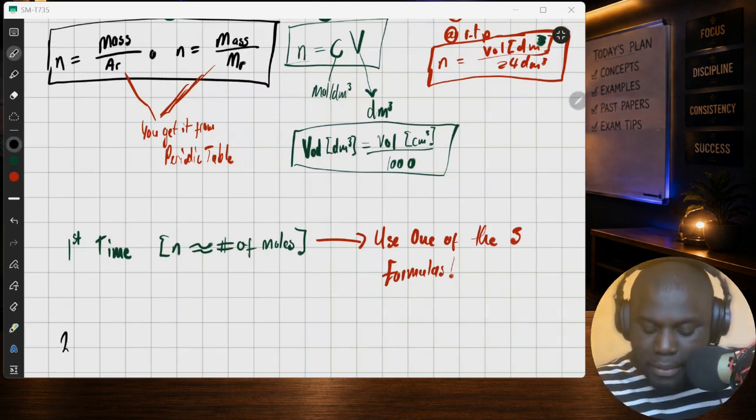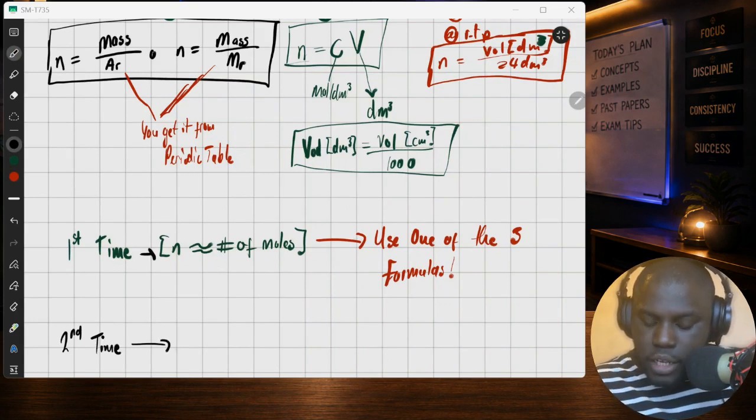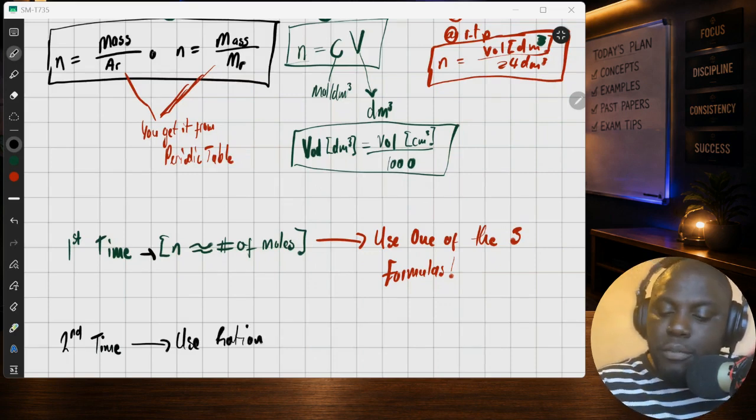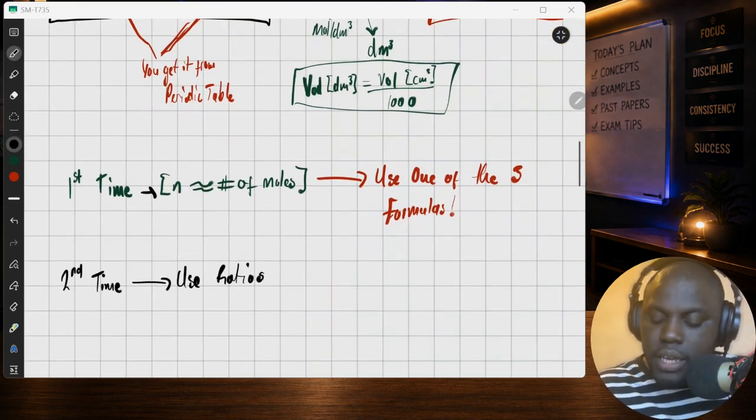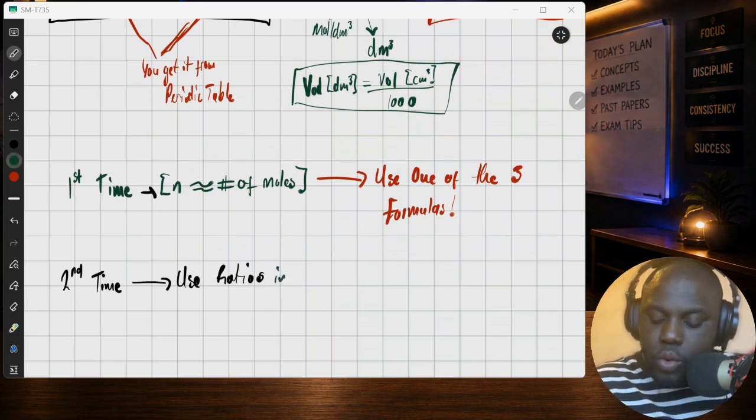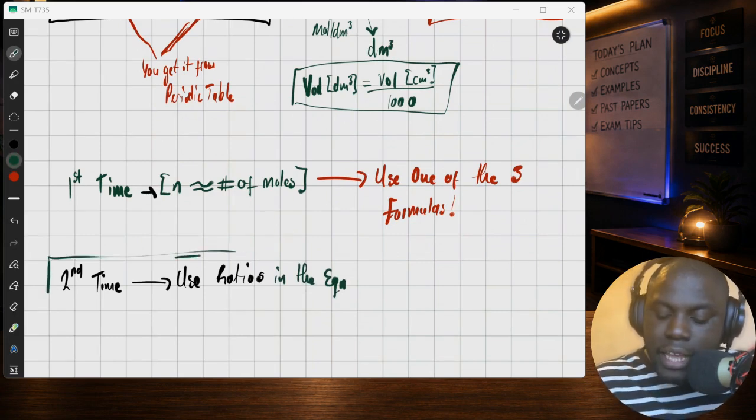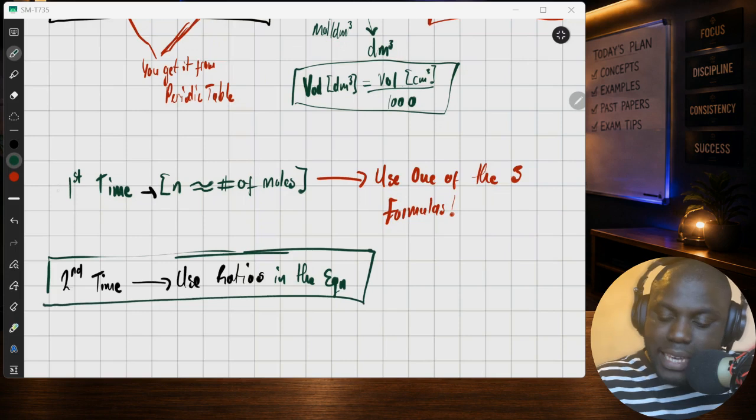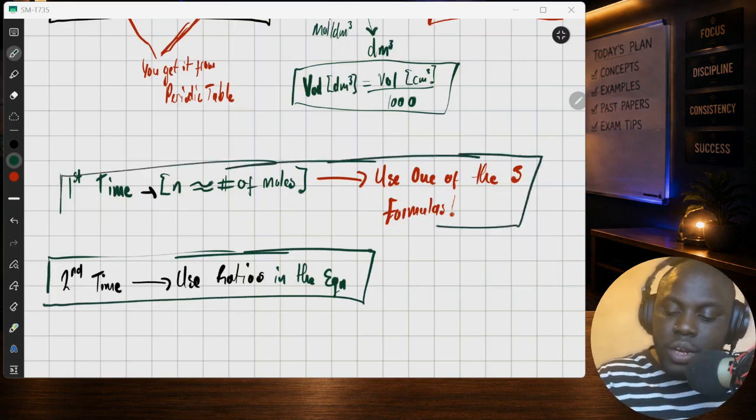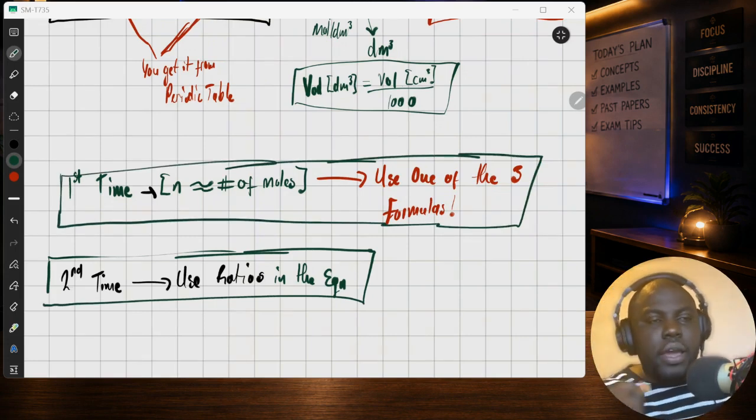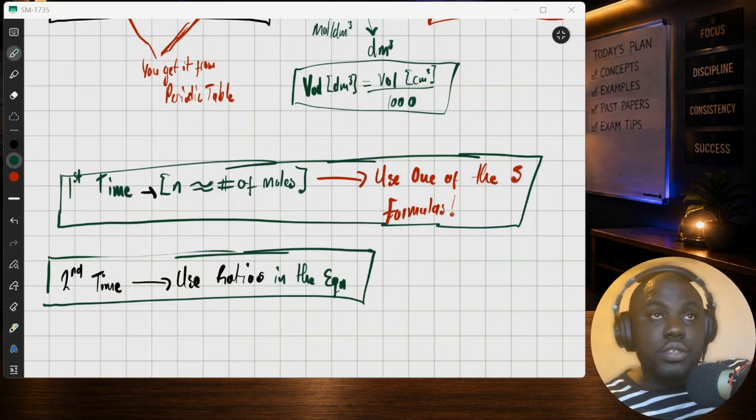The second time that they ask you to find number of moles, you must use ratios. So the fourth way of finding number of moles is ratios in the equation. You always use it the second time they ask you to find moles. They're going to help you find moles of one thing, then they'll ask you to find moles of the second thing, and in the second step you use ratios.